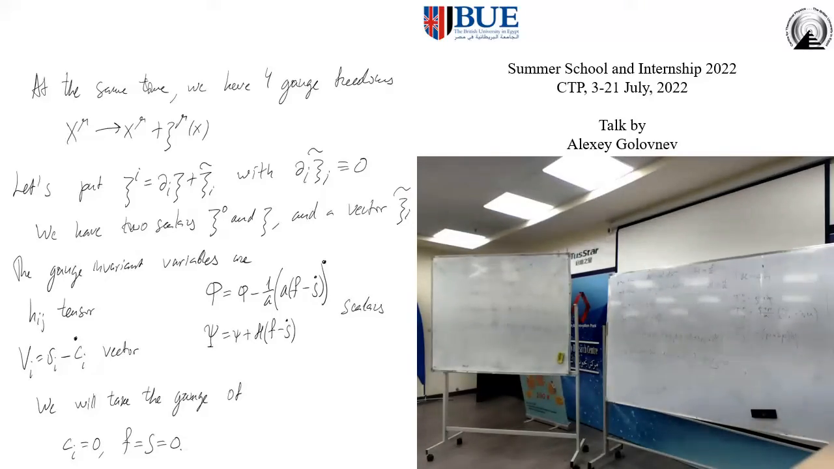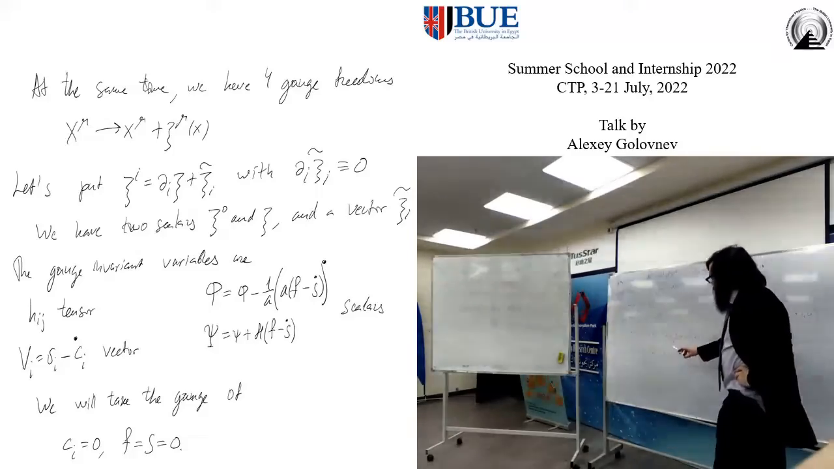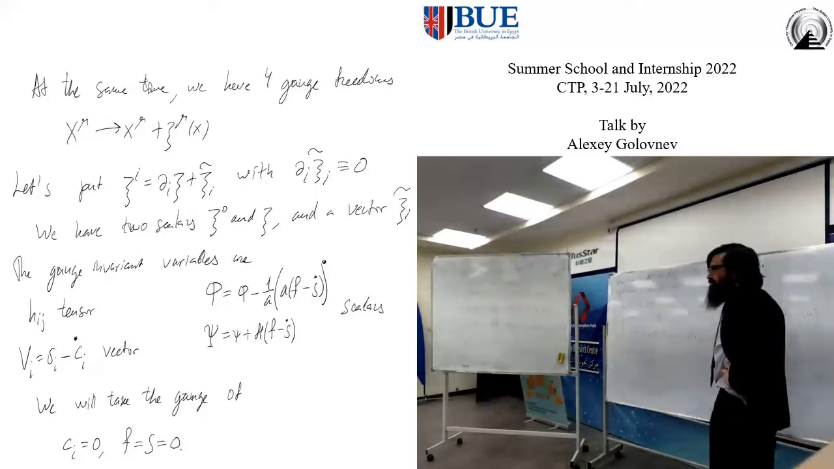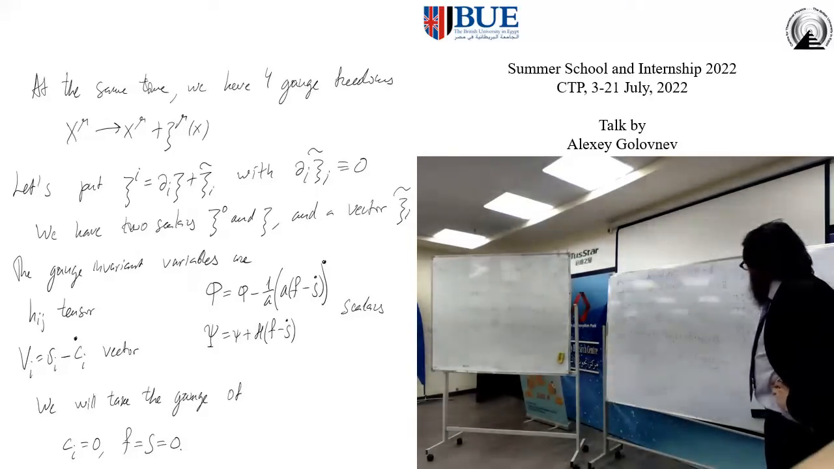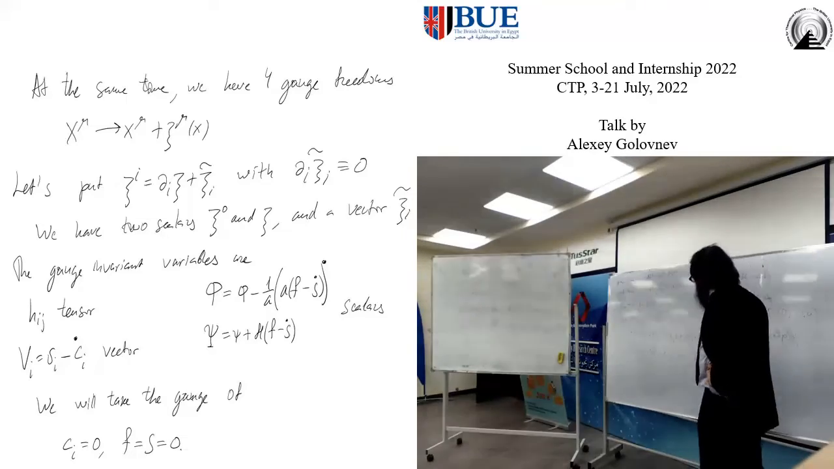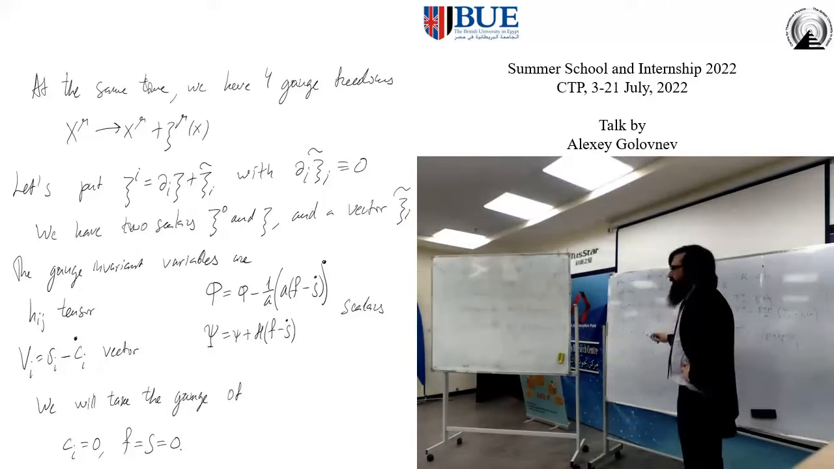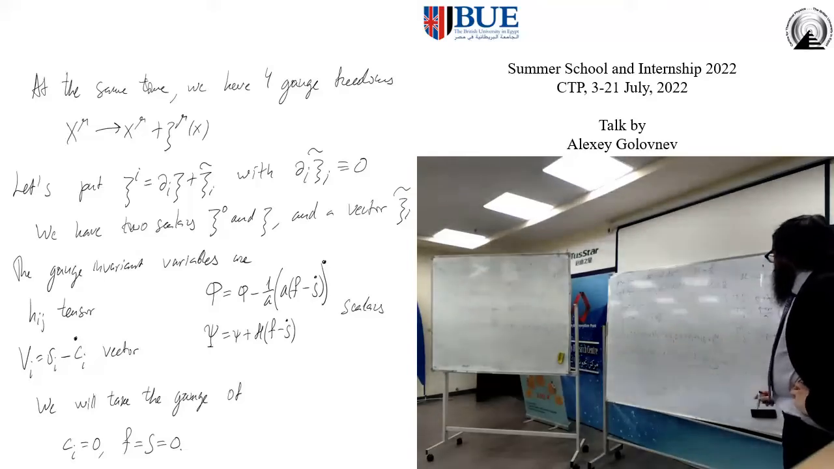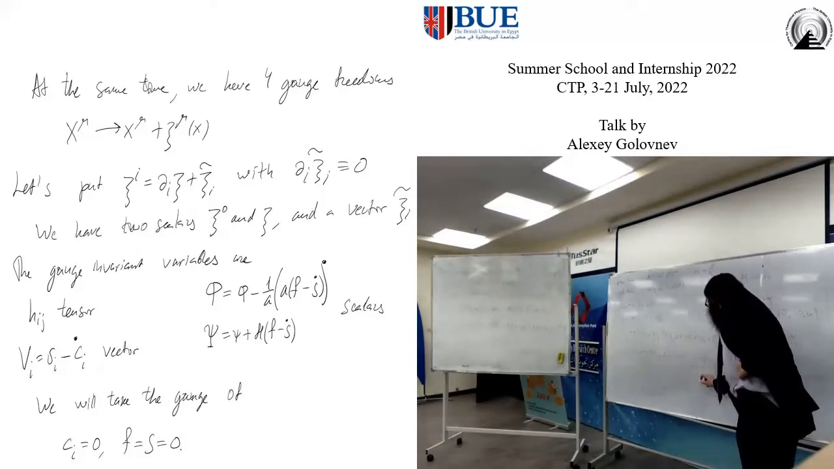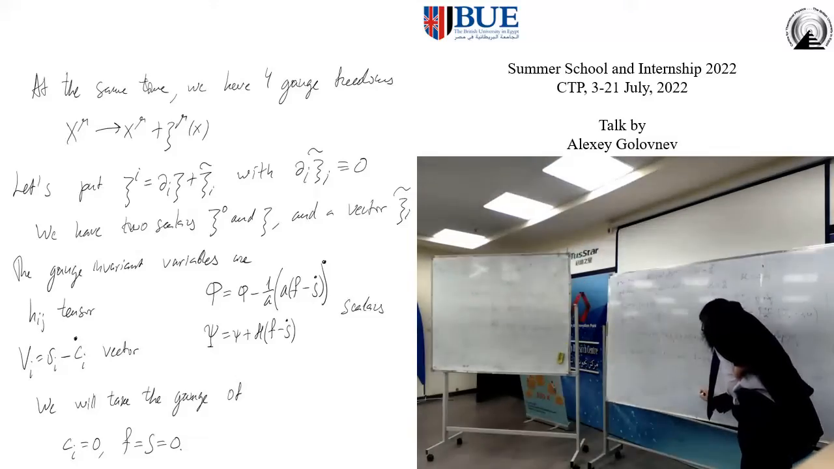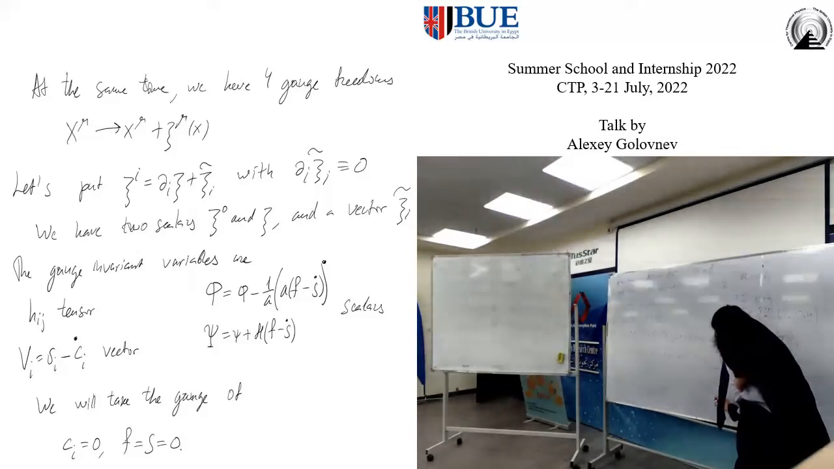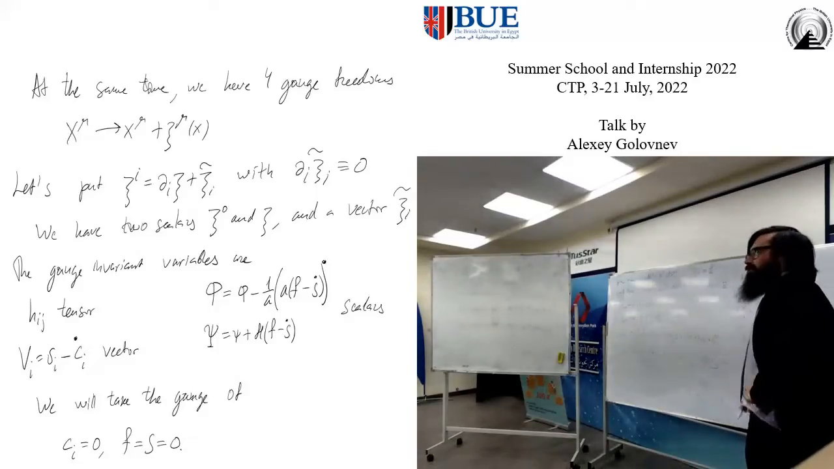Why do we often like that? Because in principle you can also try to find out the gauge invariant variables. And you will find that in this gauge, the gauge invariant variables are basically equal to v, phi, psi. Because in principle those Bardeen variables would be something like v minus c dot and then phi, psi plus some expressions in terms of f minus s dot or something like that.